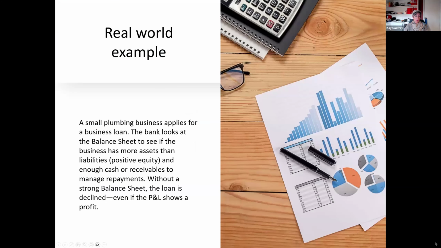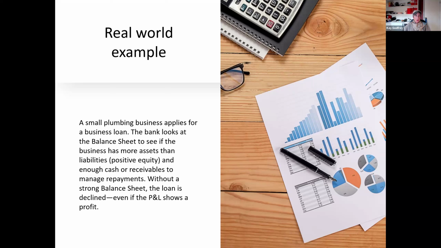So let's have an example. A small plumbing business applies for a business loan. The bank looks at the balance sheet to see if the business has more assets than liabilities, which is called positive equity, and enough cash or receivables to manage the repayments.